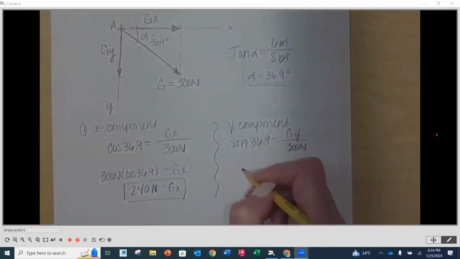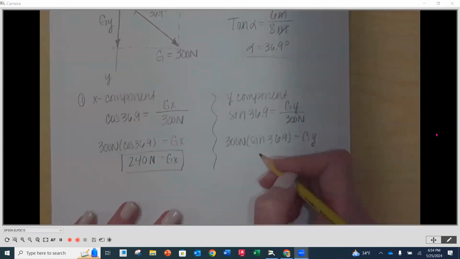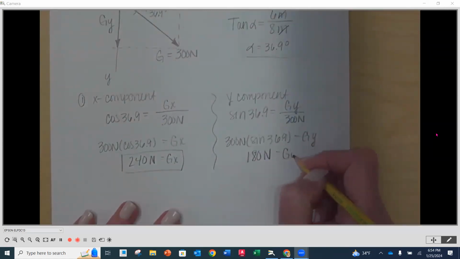And then solving for GY, we're going to take our 300 newtons times the sine of 36.9 is equal to GY. And we should get 180 newtons. It's equal to GY.